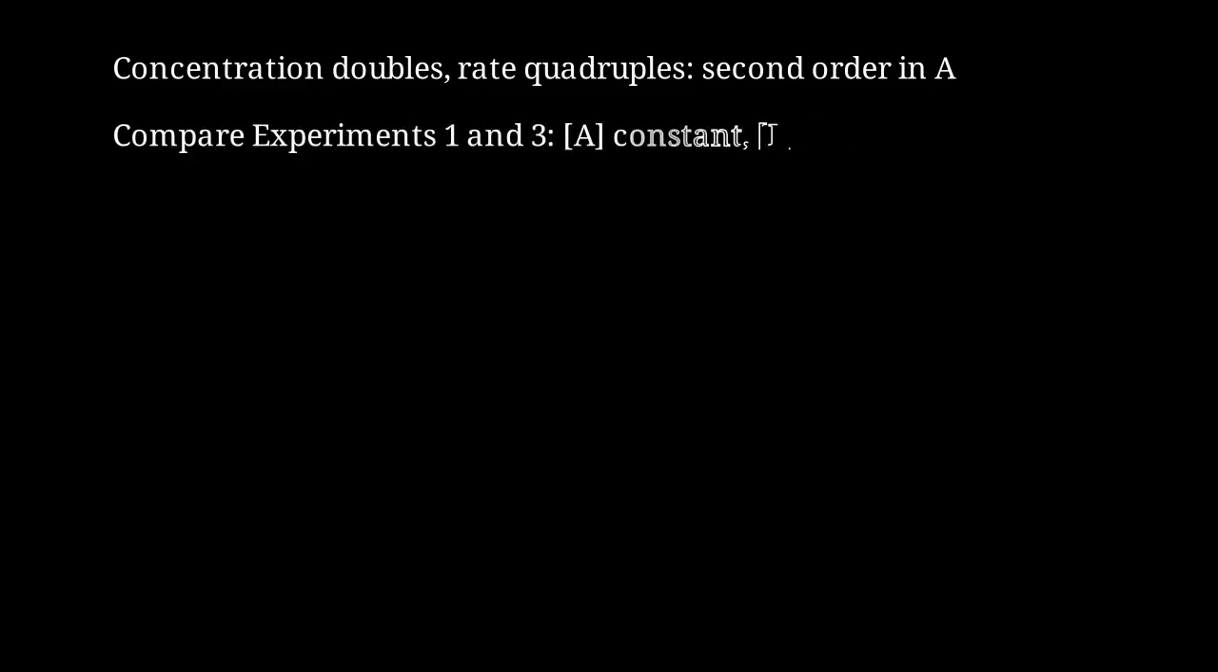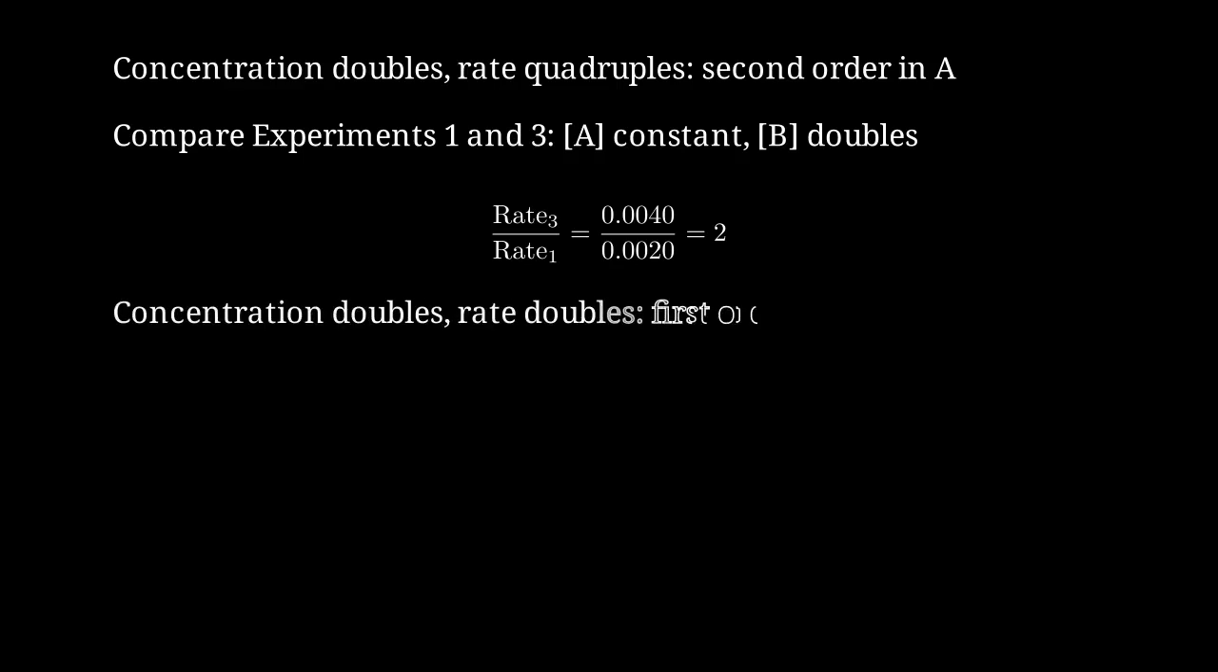Now let's compare experiments 1 and 3. Here, the concentration of A is constant, but B doubles from 0.10 to 0.20. The ratio of rates is 0.0040 divided by 0.0020, which equals 2. When B doubles, the rate doubles. This indicates the reaction is first order with respect to B, because 2 to the first power equals 2.